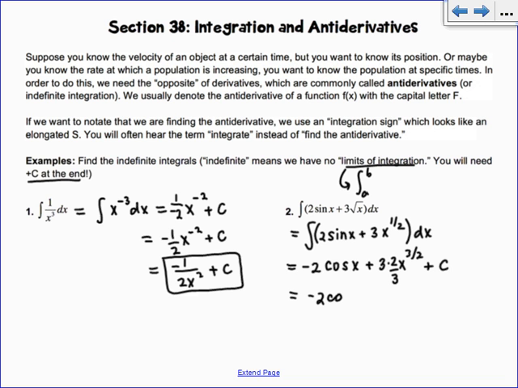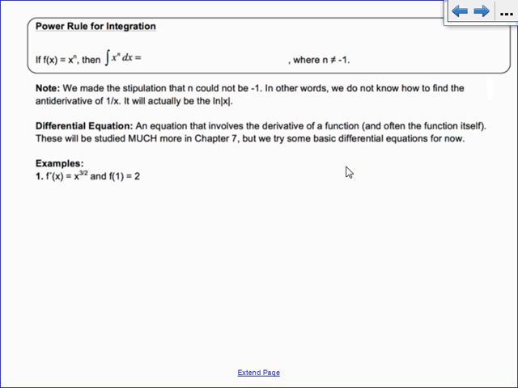So I get negative 2 cosine of x plus 2 x to the 3 over 2 plus C. And you can always take the derivative of this to see if you get the original. Okay. So that was kind of a review.